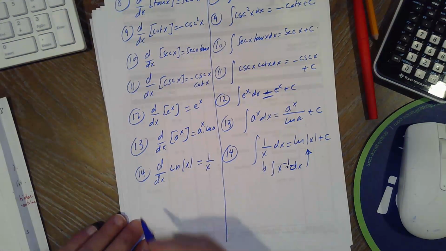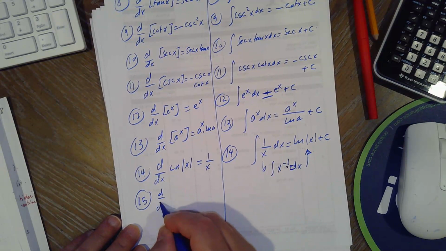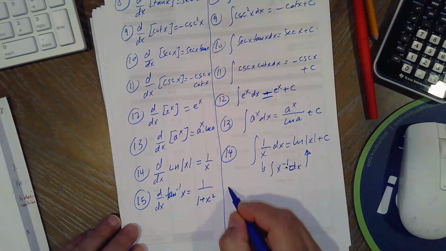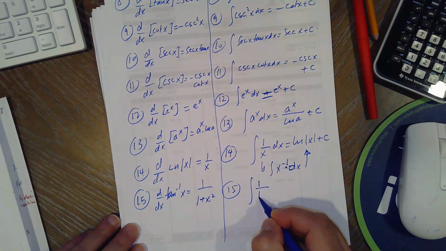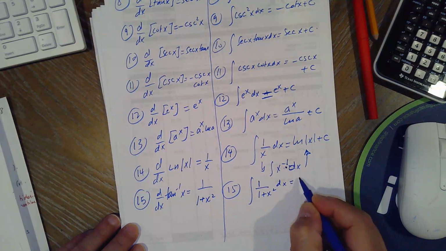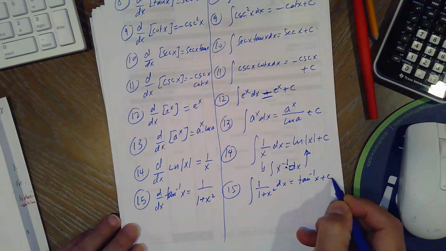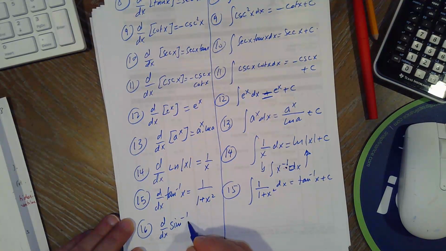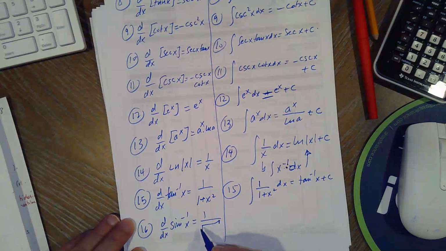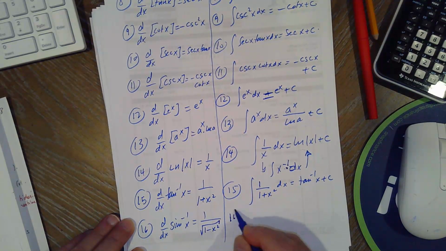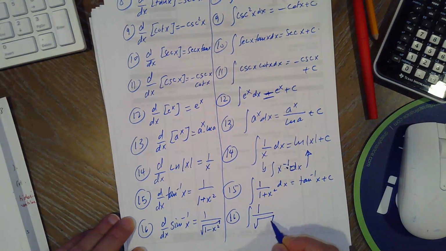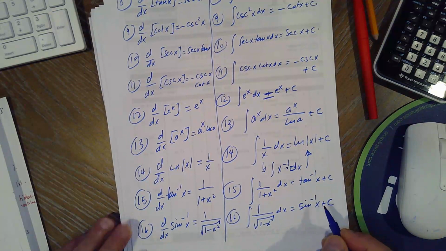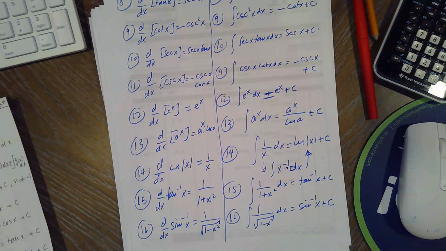Rule number 15. The derivative of tangent inverse x is 1 over 1 plus x squared. So the antiderivative of 1 over 1 plus x squared is tangent inverse x plus c. And then the derivative of sine inverse x is 1 over the square root of 1 minus x squared. The antiderivative of 1 over the square root of 1 minus x squared is sine inverse x plus c. That's for now. There's going to be more rules later on.